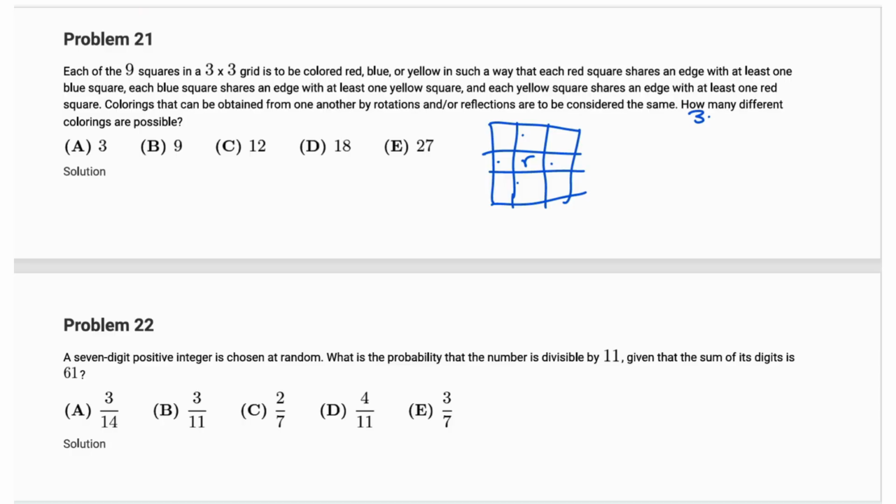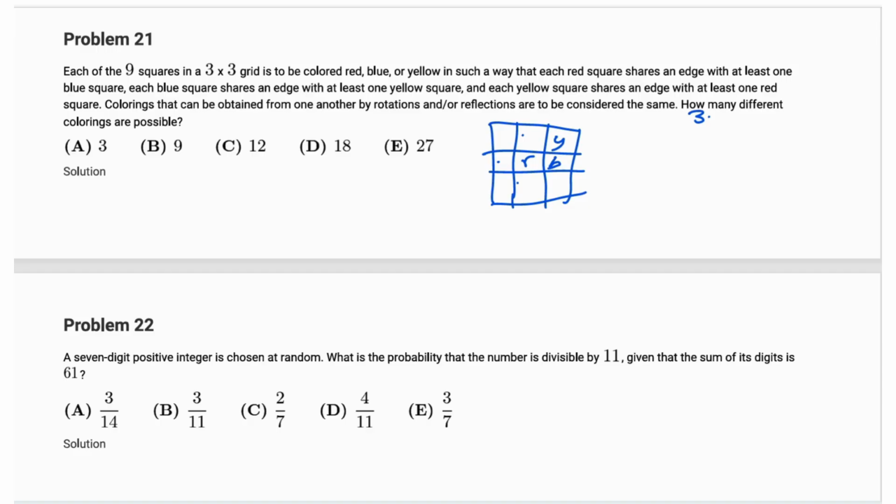And because we're not counting rotations as different colorings, we can just put a blue in this square because we can just rotate the grid counterclockwise or clockwise to get the other positions. And so after we have the blue there, we would put a yellow either on top or at the bottom. And once again, it doesn't matter where because we could get the same graph by reflecting. And so we put the yellow over here.